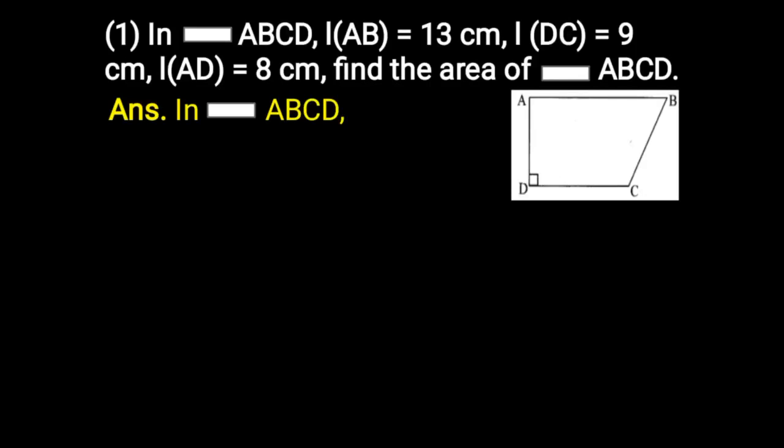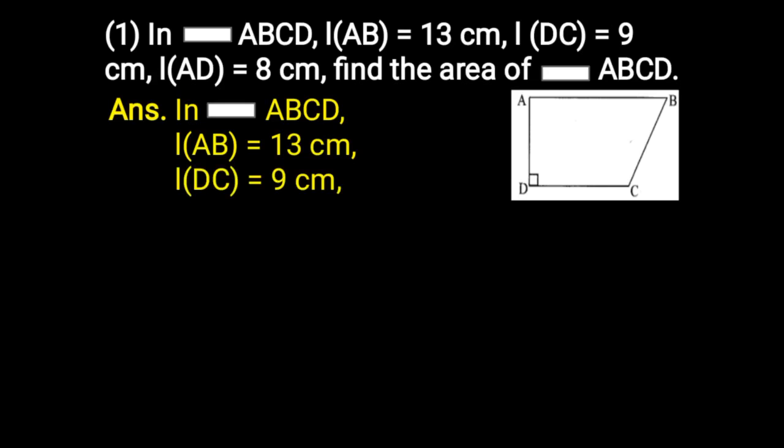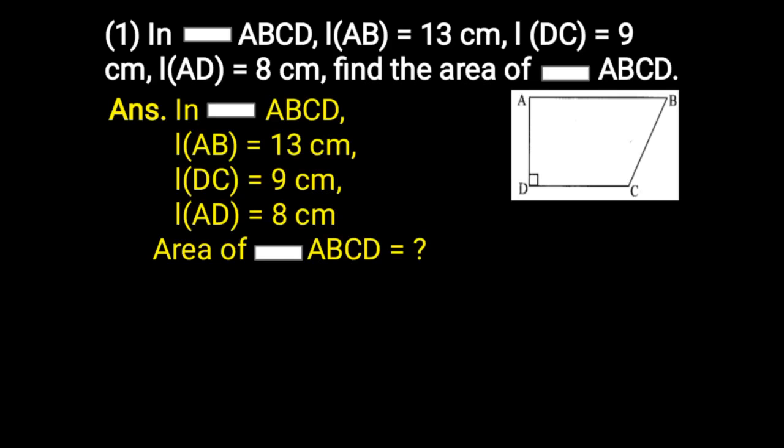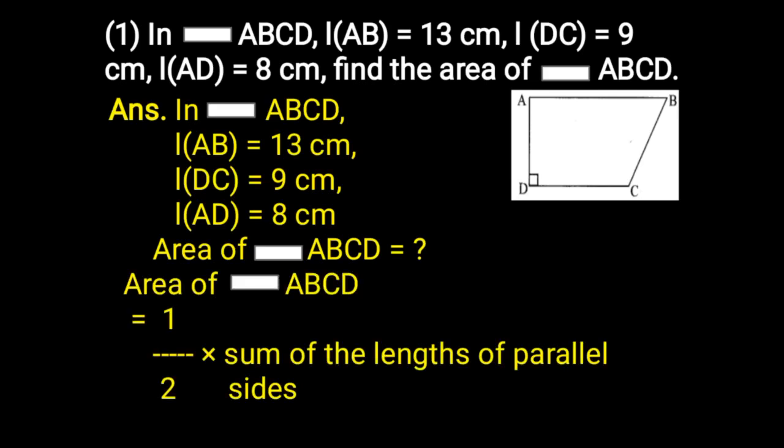In quadrilateral ABCD, length of AB is equal to 13 cm, length of DC is equal to 9 cm, length of AD is equal to 8 cm. You have to find area of quadrilateral ABCD. You have to use the formula of area of a trapezium. Area of quadrilateral ABCD is equal to half into sum of the lengths of parallel sides into height.